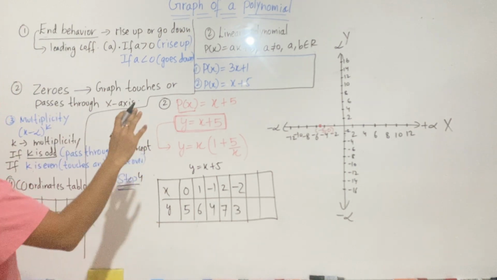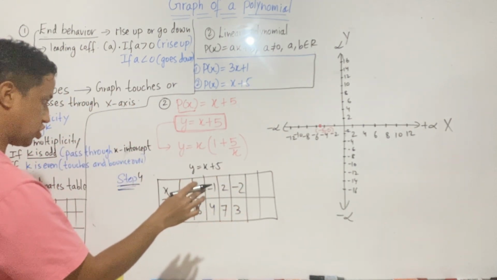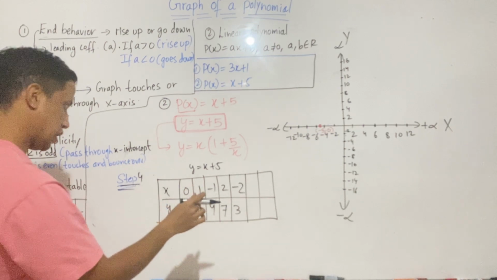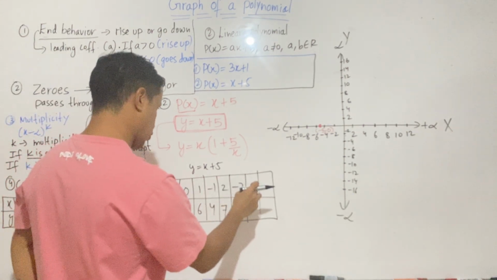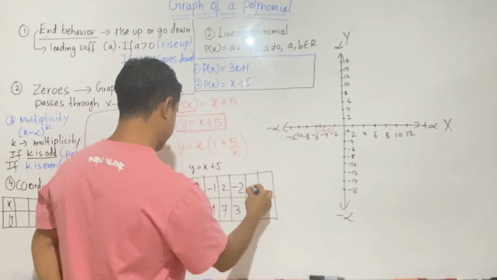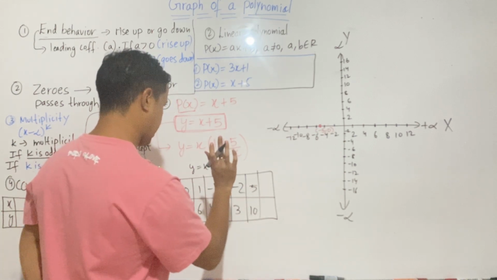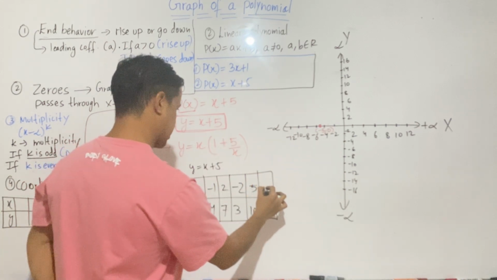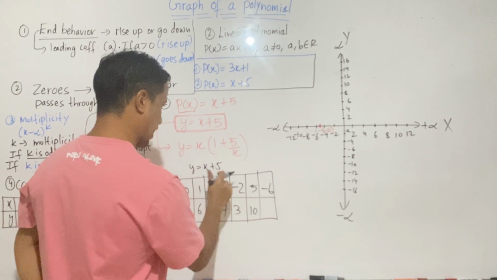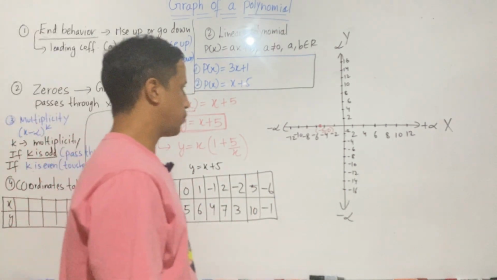If I put x equal to 5, y is 10. Minus 5, 0, that's fine. Minus 6, x minus 6, then y is going to be minus 1. Okay, now let's locate the points.